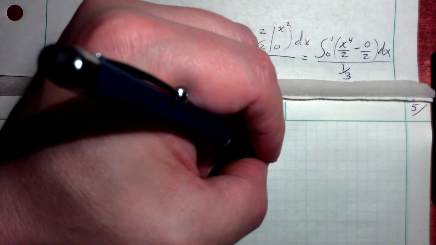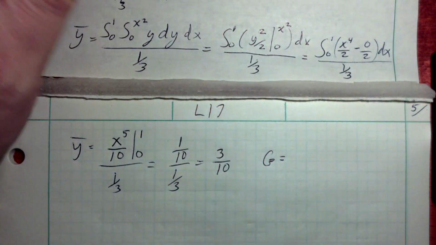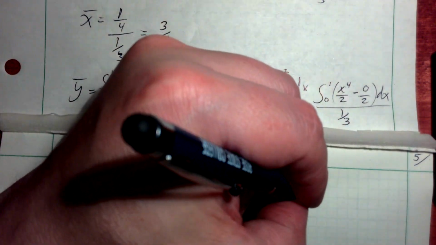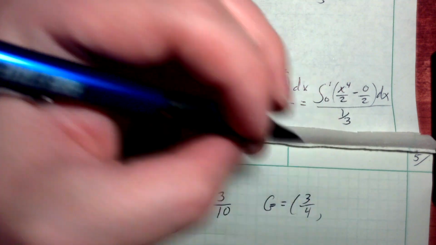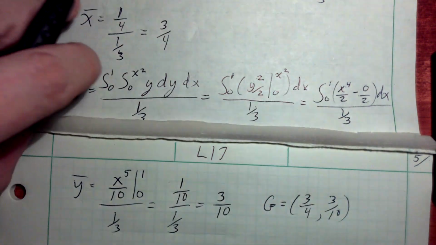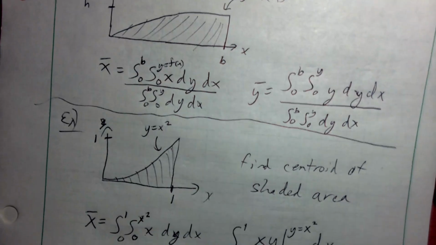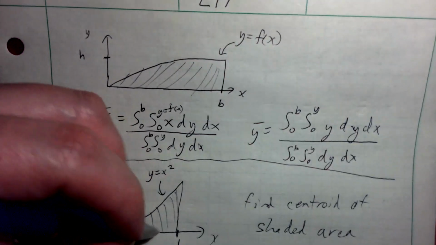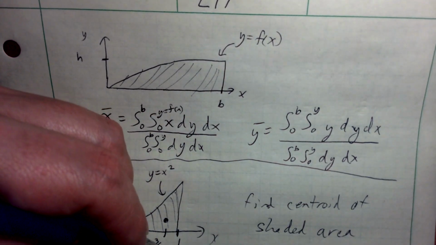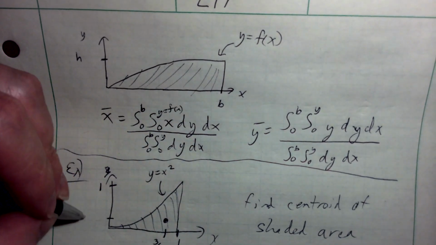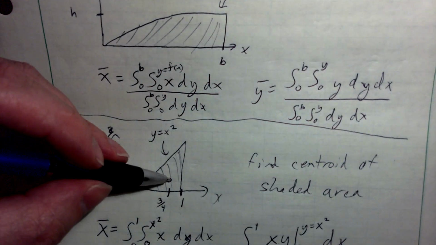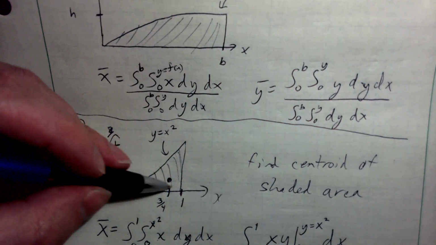G, my center of mass, is going to be my x bar, which we found to be 3/4. And my y bar is 3/10, 30% of the way up between 0 and 1. So does that make sense? Well, I'm saying my centroid is going to be probably in here somewhere at 3/4 and 3/10 or 0.3. This would be about where my center would be. That makes sense. It's going to be in here somewhere.